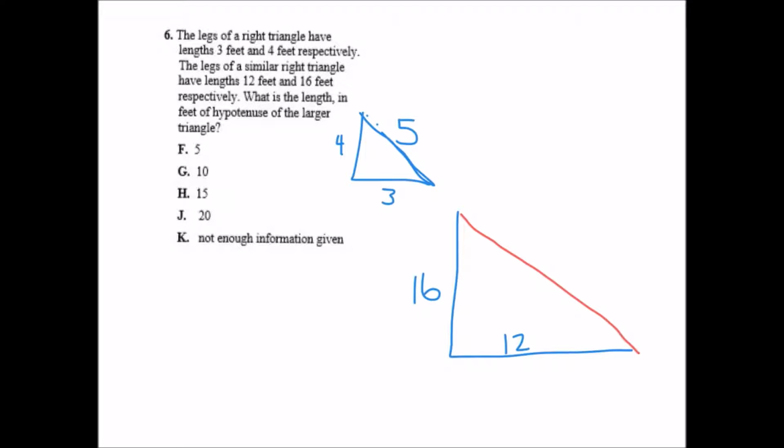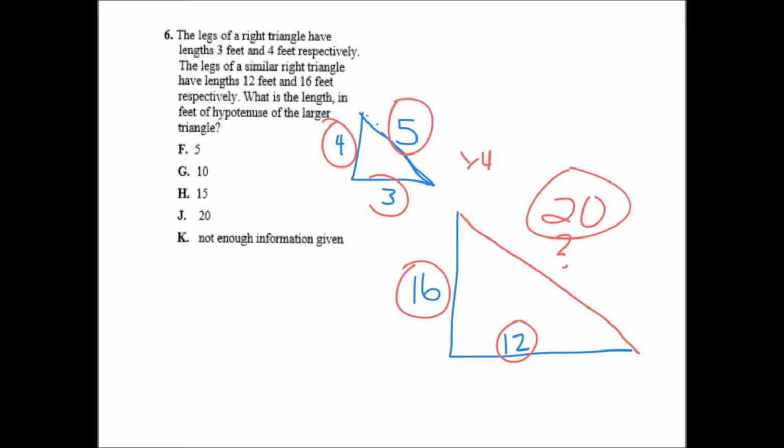What is this measure right here? Well, if the 3 went to 12, that means it got multiplied by 4. The 4 went to 16, it got multiplied by 4. So the 5 multiplied by 4 gives you 20. The correct answer is J.